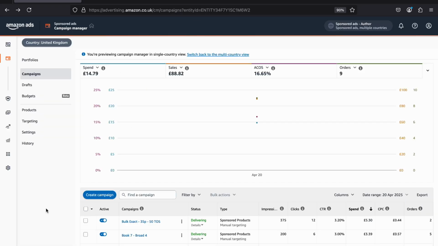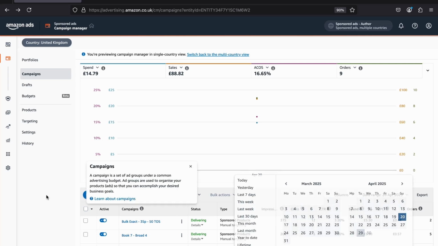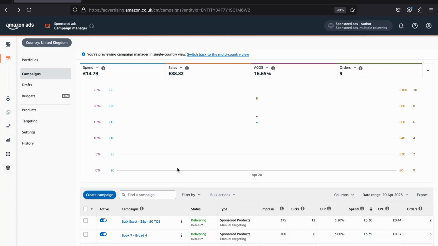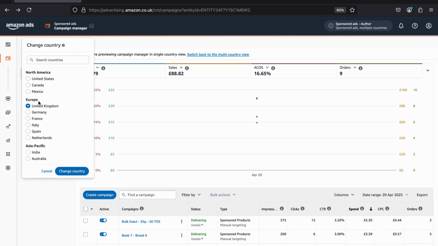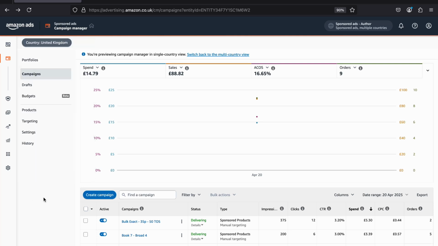Then it will take you to the advertising console where you can see all of your campaigns. This is currently set to a random day in April, but you can change this to loads of different date periods and you'll see a big graph showing you exactly how all of your ads are performing over time. As you can see from this specific day, I spent £14 on these ads with just under £90 worth of sales. So a really, really profitable day in terms of ads. You can also go up here and select the different countries that you want to advertise in. So if I wanted to look at my campaigns specifically for the US market, you'd click United States here, and the same for all of these different territories.